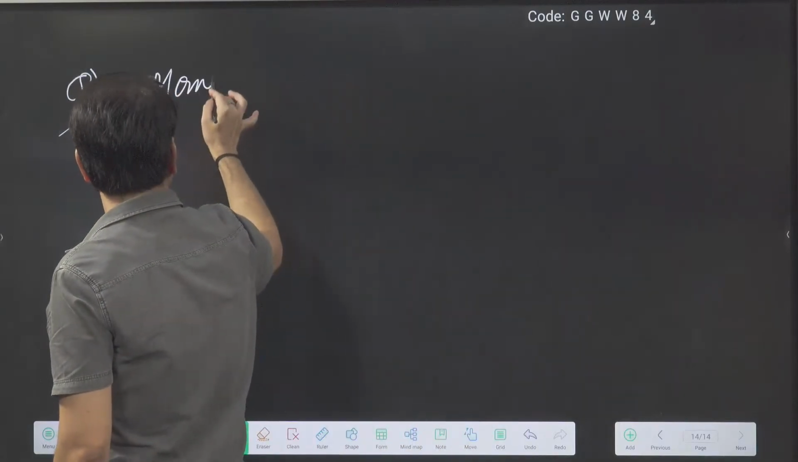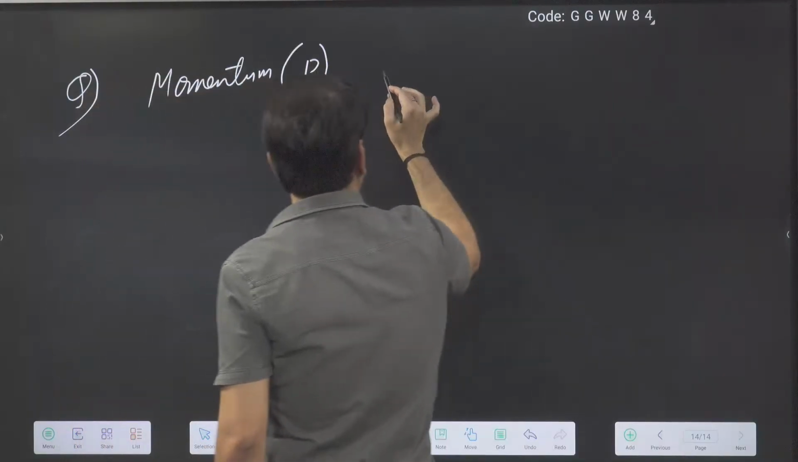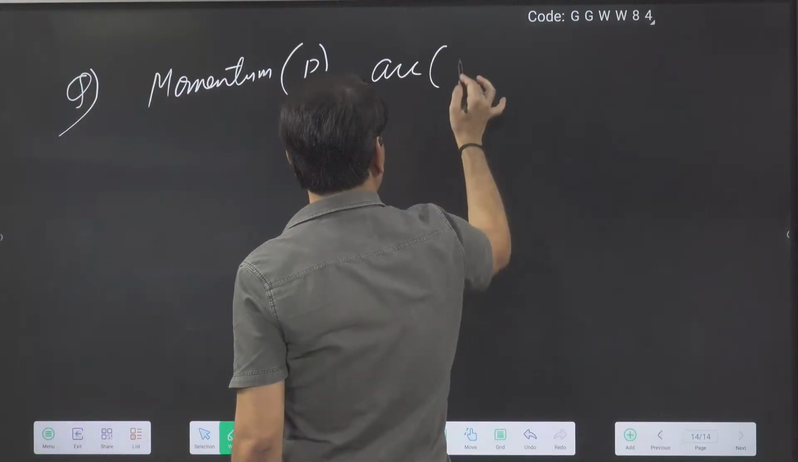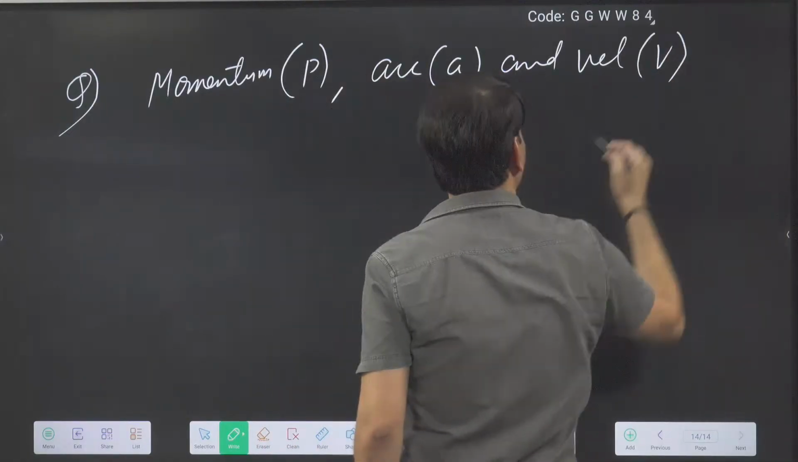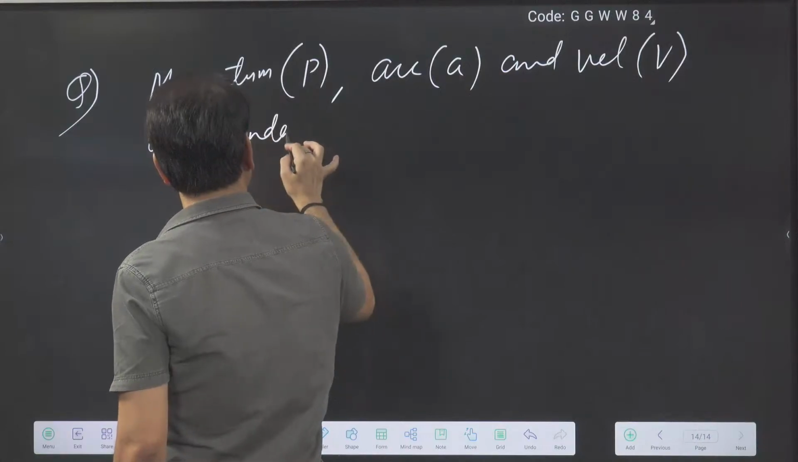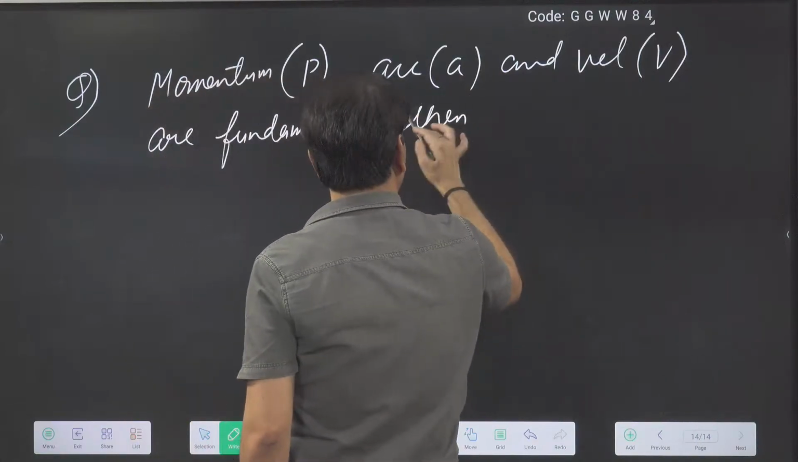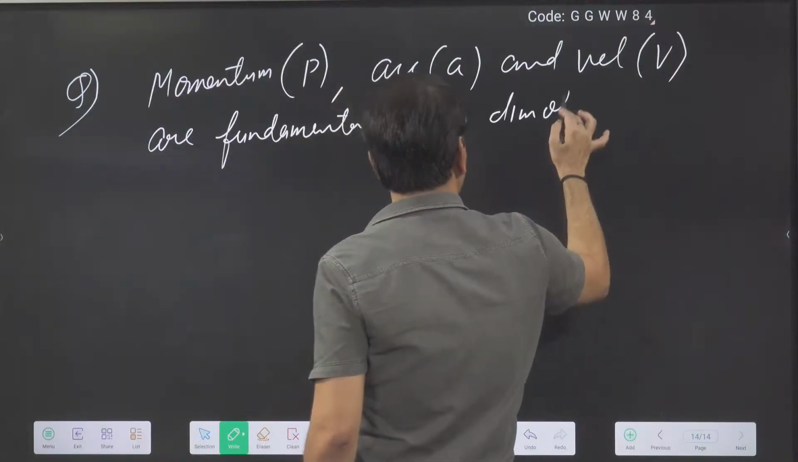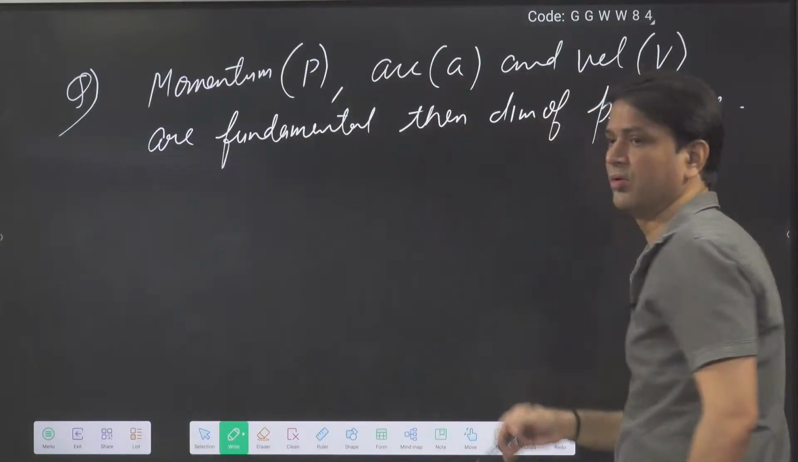Momentum P, acceleration A, and velocity V are fundamental, then what is the dimension of pressure? This also you will try. Next class I will discuss.